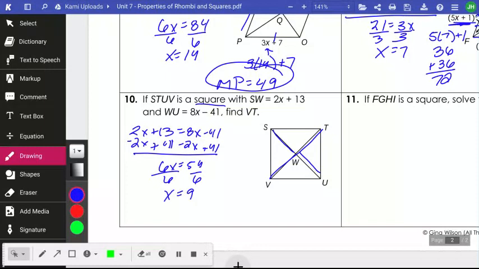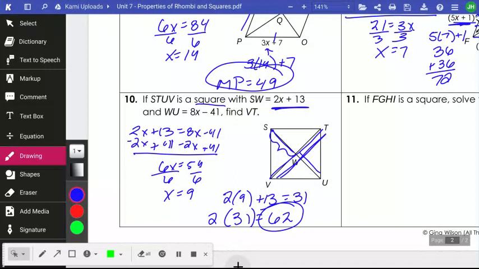Then what I want to do is find the length of this. If I can find the length of just one part, doubling it would give me the whole diagonal. So if I look at just SW, just here, 2 of those is going to be equal to this because the diagonals are equal. So I'm going to do 2 times 9 plus 13 and get 31. And then I'm going to do 31 times 2, and I'll get that full diagonal as 62.